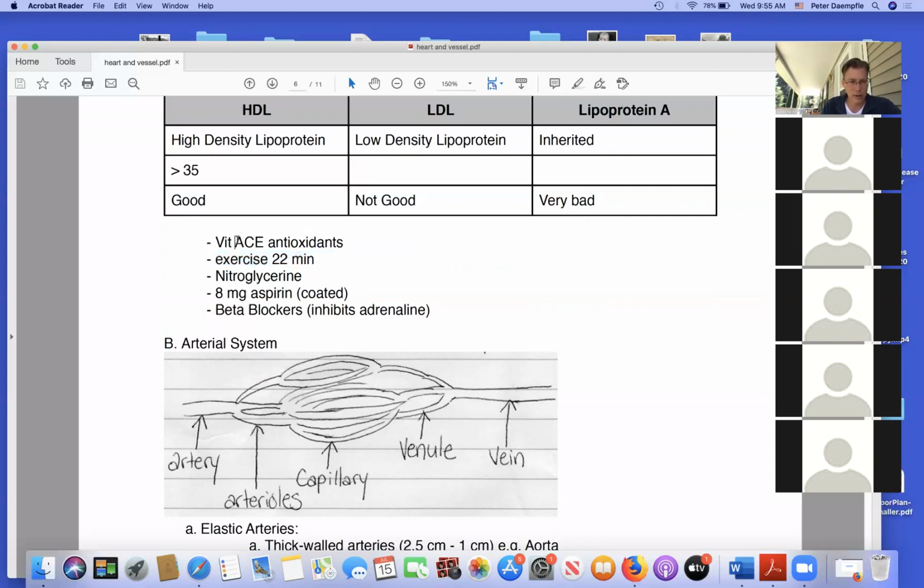Everyone remember the word ACE, like an ace in the hole. ACE: vitamins A, C, and E are antioxidants. Those are vitamins that are supposed to help with the heart, lessen the amount of inflammation, lessen the amount of fat deposits. That's the current theory of diet, exercise, drugs, and surgeries for the heart.